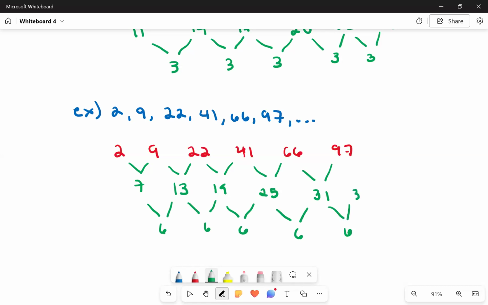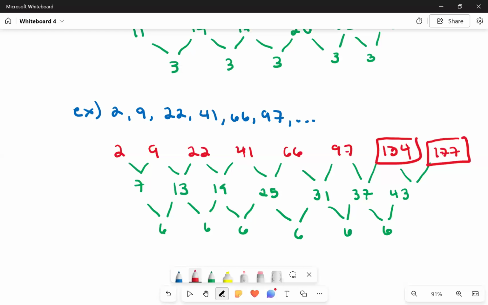So let's see, 37, which I'm going to add to the 97, and I get 134 when I add those together. So there's my next term. Do one more. Adding another 6, which gives me 43. And then 43 plus 134, I get 177. And there it is, the next 2 numbers in the sequence. And there you go. There are patterns.